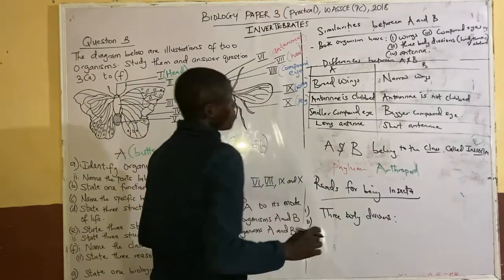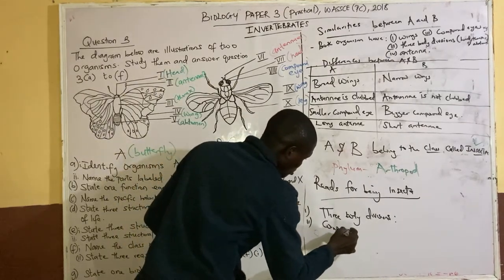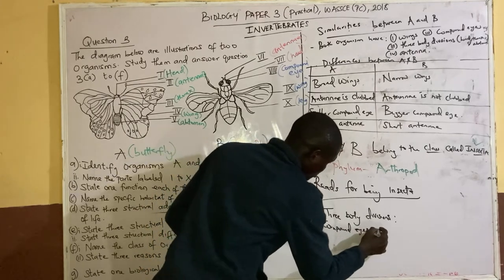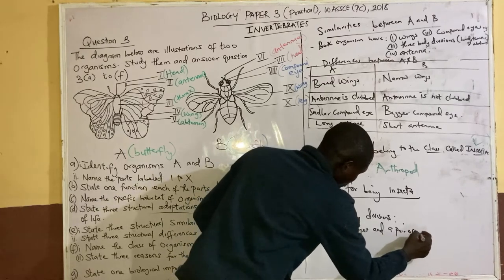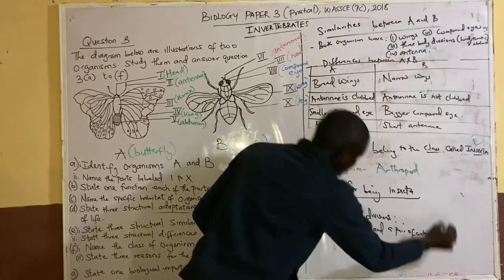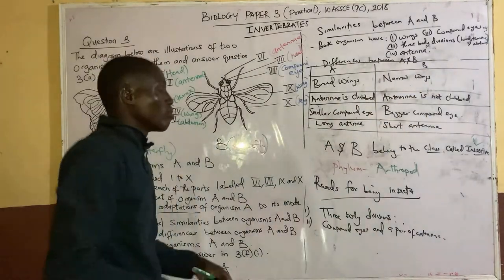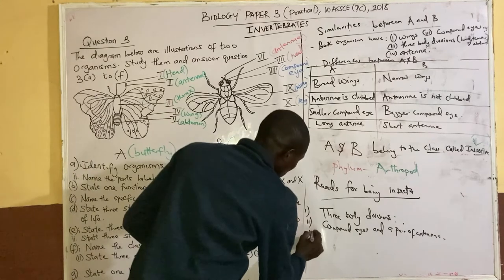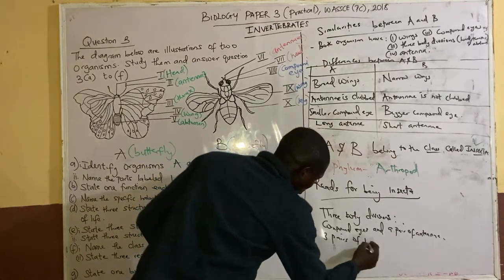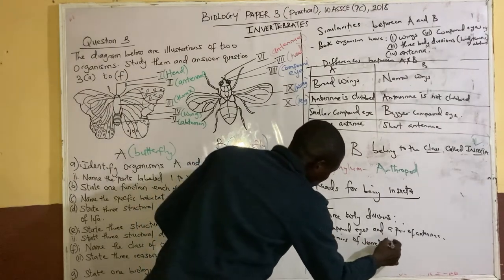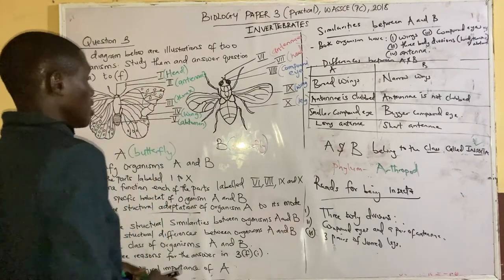Number two is that they have compound eyes and a pair of antenna. They have wings. They have three pairs of jointed legs, and so on and so forth.